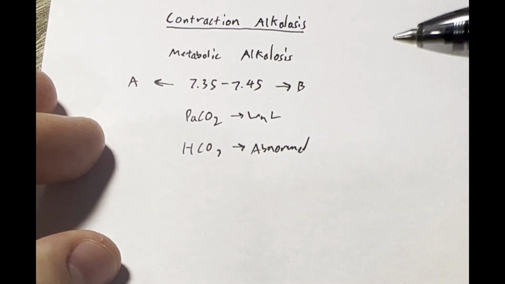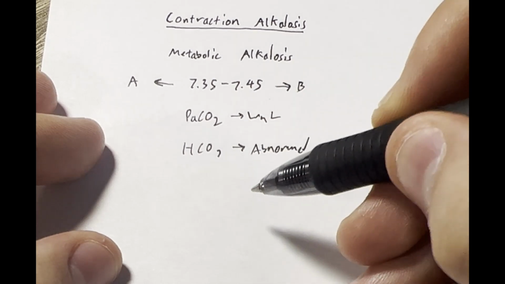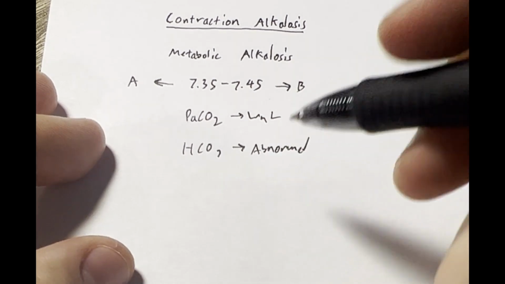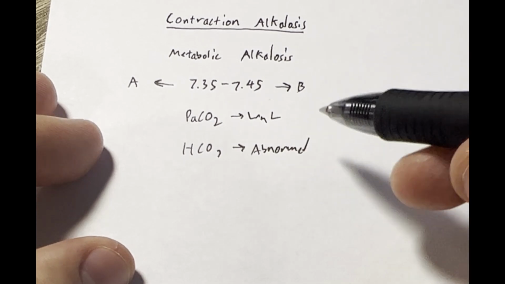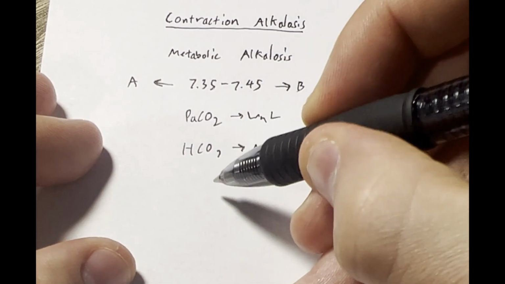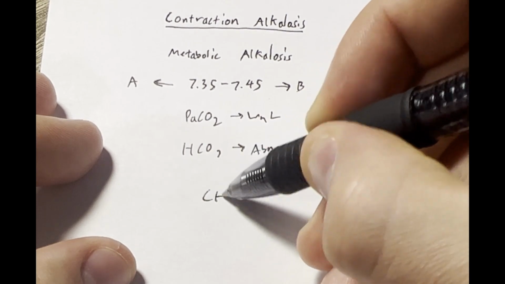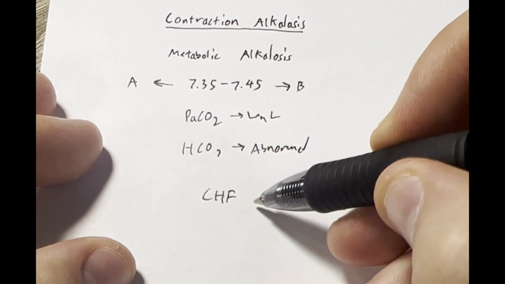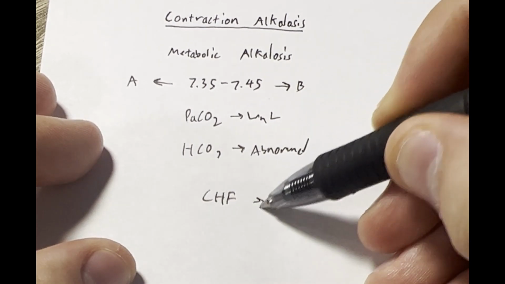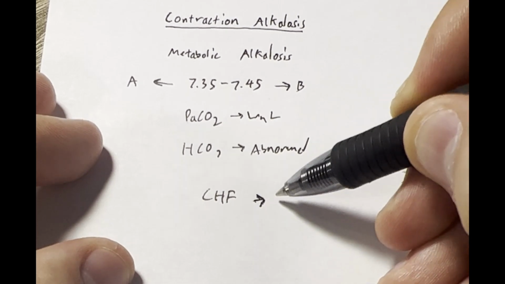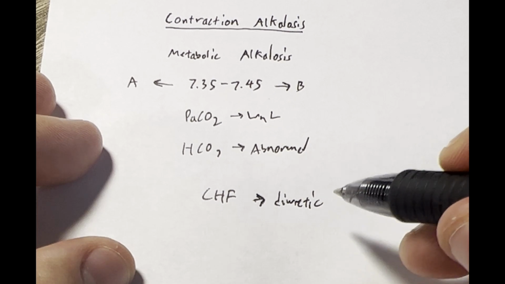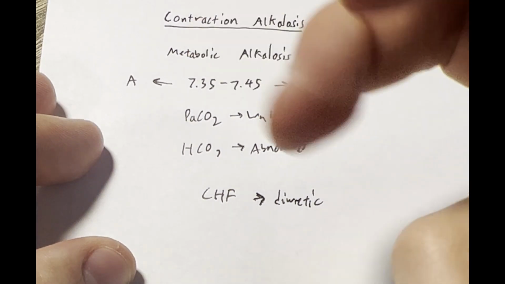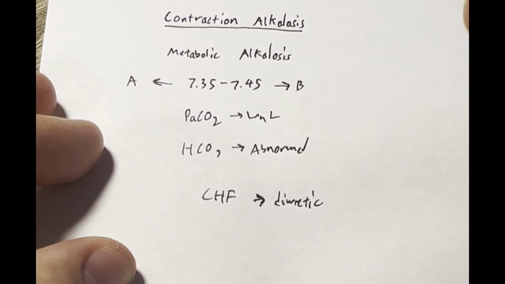So really, the big picture of what a contraction alkalosis is: it's a metabolic alkalosis that is caused by volume loss. If you're on the wards, what kind of patient do you think you'd potentially see this in? Well, let's think about it. You have a patient with congestive heart failure. They have a lot of fluid. What do you give them? A diuretic. And then that fluid loss, or that contraction per se, is what's going to cause the metabolic alkalosis.